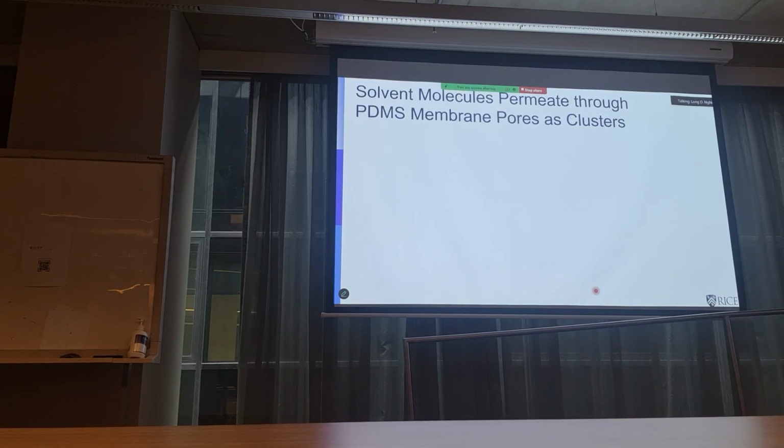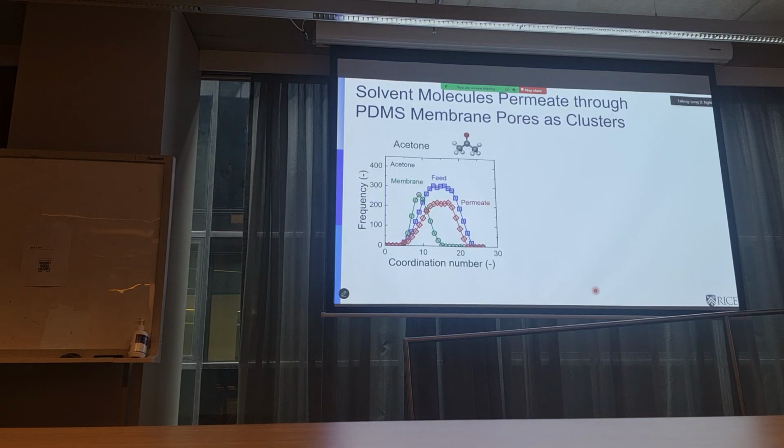Now let's see what's happening there. From this non-equilibrium molecular simulation, we measure the flux, and then we can see what's happening inside the membrane. What we see inside the membrane is very interesting. Let's take the acetone that you see here. We can measure the coordination number. Inside the membrane, we can take one acetone molecule and see how many acetone molecules are bound to it on average. So this coordination number tells you about the clustering.